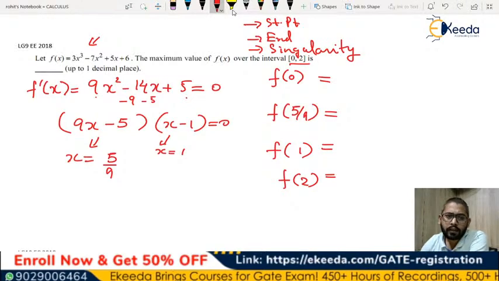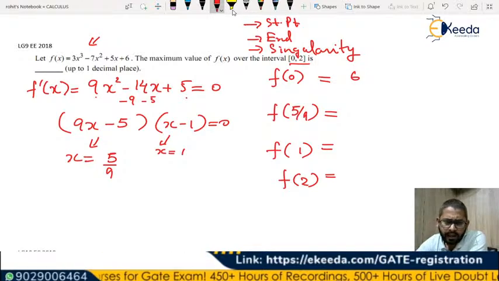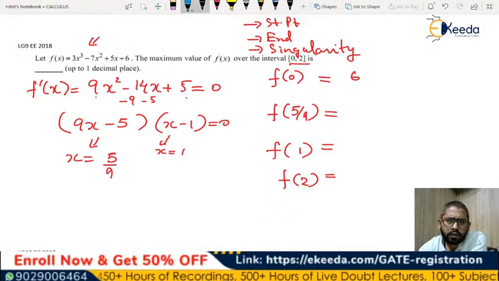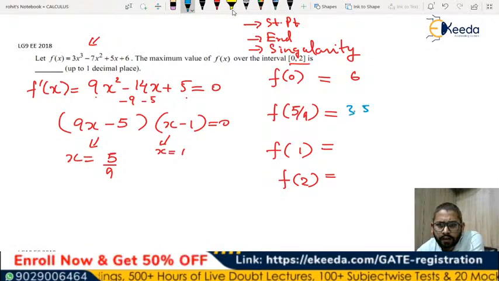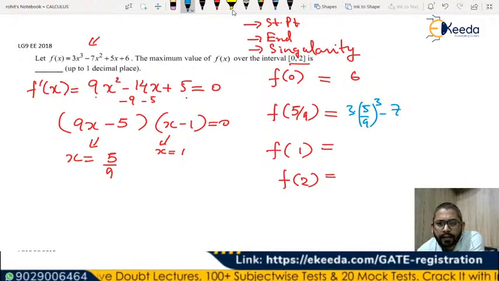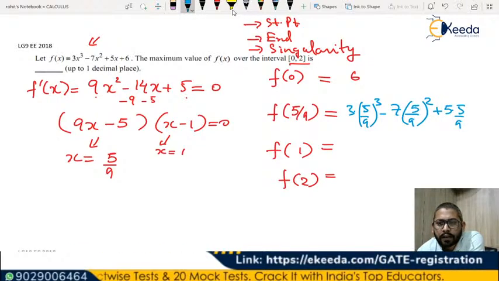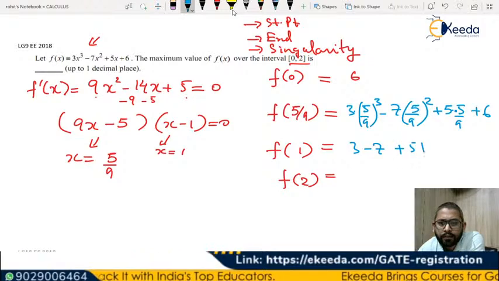Please check it. F of 0 is going to be very easy. It is going to be directly 6. F of 5 by 9 is going to be a bit of calculation required. I'm writing it as 3 into 5 by 9 cube minus 7 into 5 by 9 square plus 5 into 5 by 9 plus 6, and f of 1 is going to be simply 3 minus 7 plus 5 plus 6.